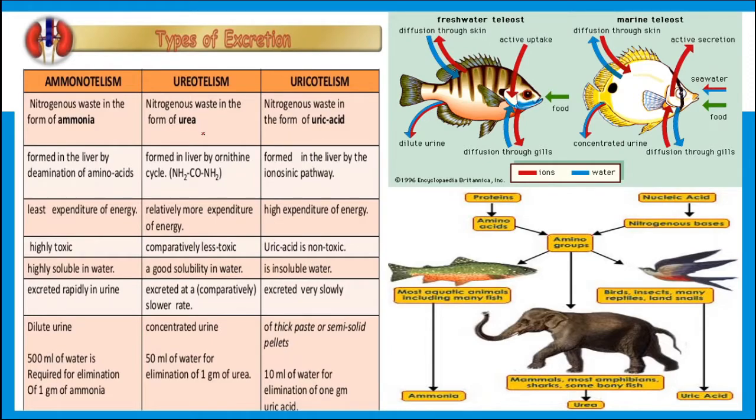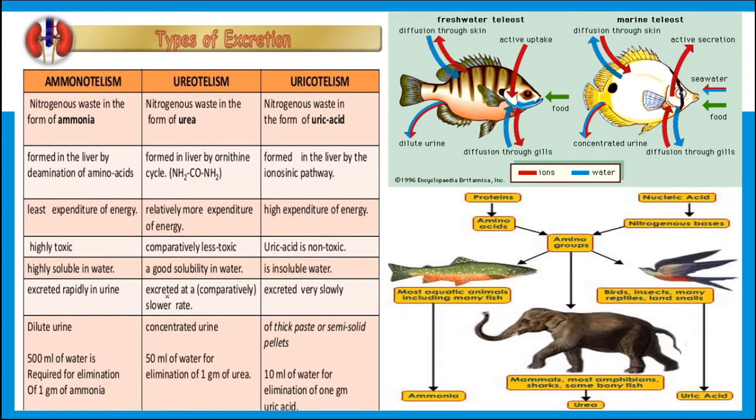In ureotelism also, concentrated urea is excreted, but ammonotelism mostly takes place in organisms which are aquatic in nature, fishes, etc. Here a big amount of water is required for elimination of ammonia. For example, it is 500 milliliter of water for 1 gram of ammonia, whereas for urea about 50 milliliter of water is used for eliminating 1 gram of urea, but for uric acid very little water, about 10 milliliter, is required for elimination of 1 gram of uric acid.